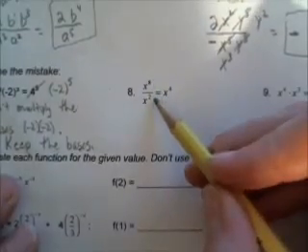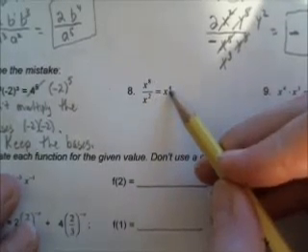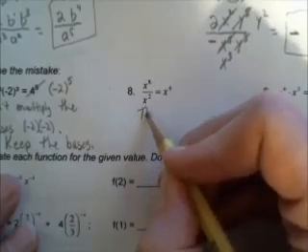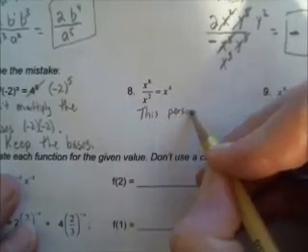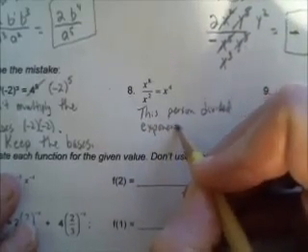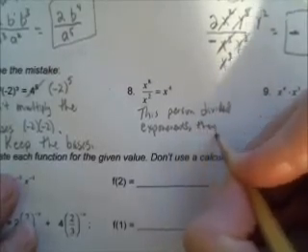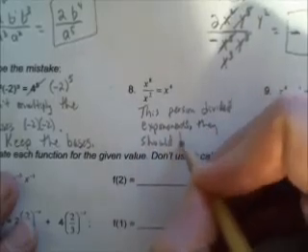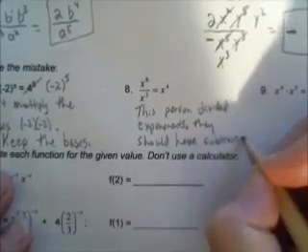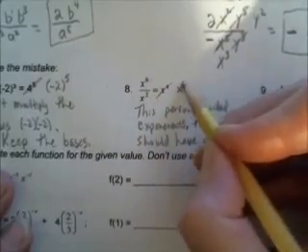X to the 8th over x to the 2nd? Well, the mistake is they divided the exponent. They thought it was x to the 4th, because 8 over 2 is 4. This person divided exponents. Should have subtracted. The quotient rule says subtract, so it's not x to the 4th. 8 minus 2 is 6. This should be x to the 6th.